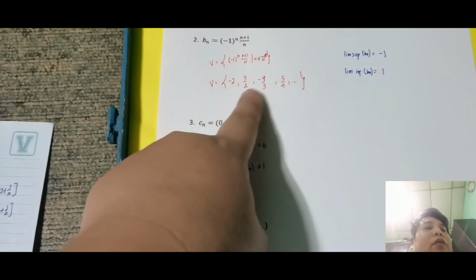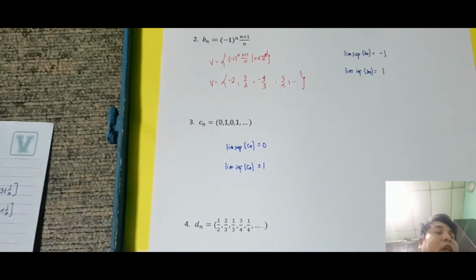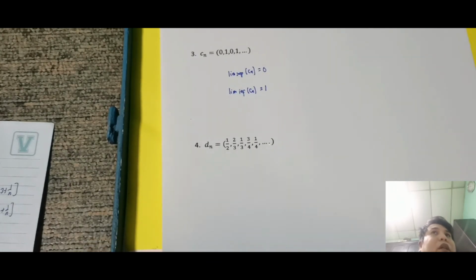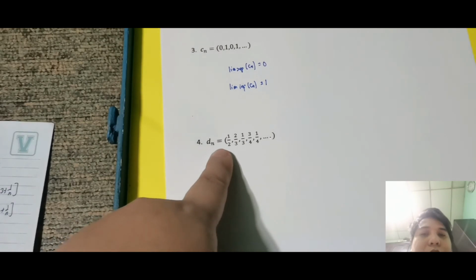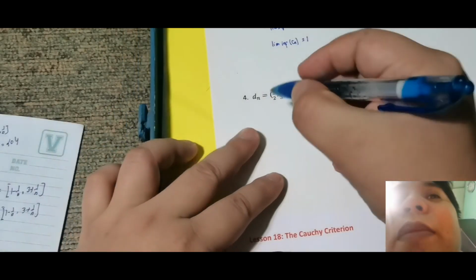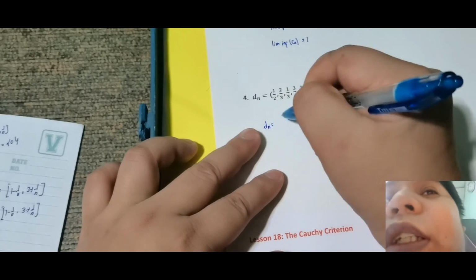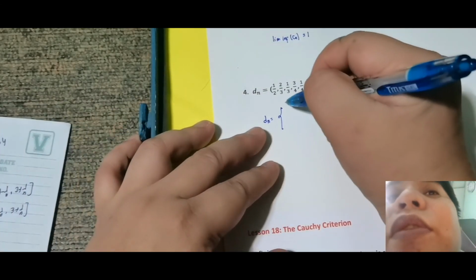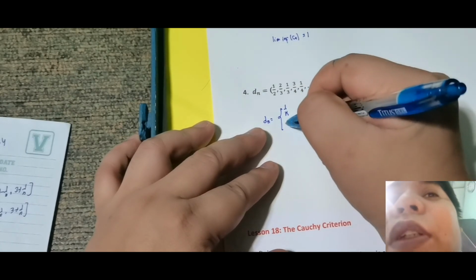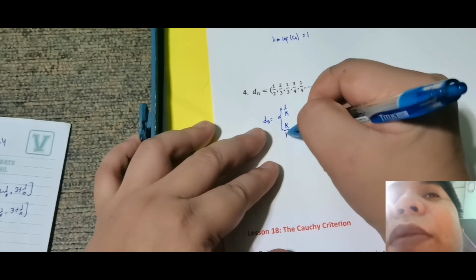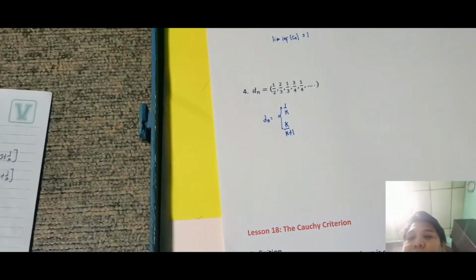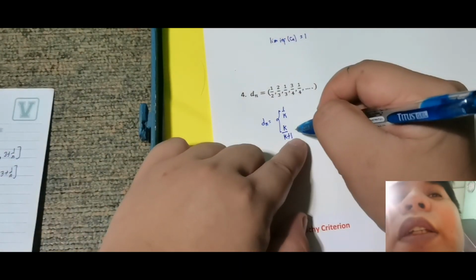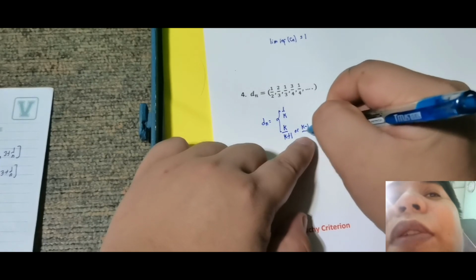So, tulad nito kanina, magbabago yung trend: negative 2, 3 over 2, negative 4 over 3, 5 over 4. Hindi ko sinasabi na lagi siyang negative, positive, negative, positive. May possibility tulad nito. Dalawa yung pinupuntahan ng d sub n. Yung d sub n natin is just a piecewise function. Una ay 1 over k, tapos k over k plus 1, I think. Okay, or k minus 1 over k.